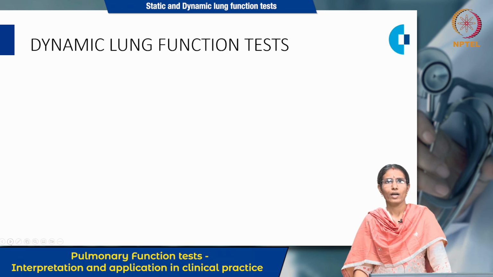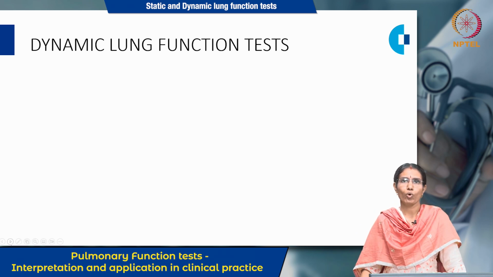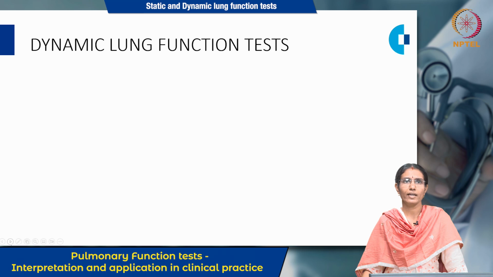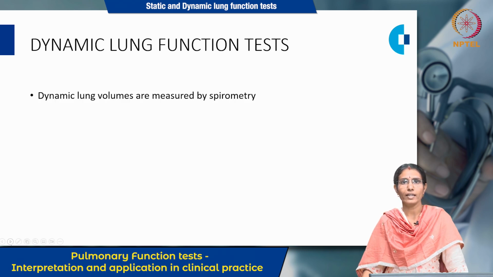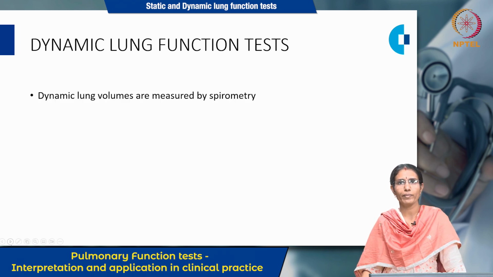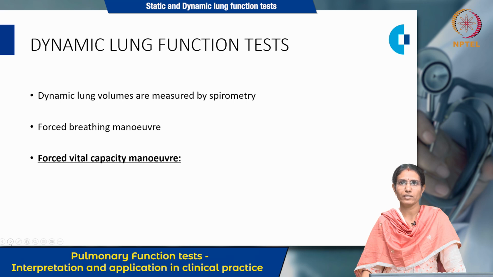Now, having seen the static lung volumes and the static lung function test, let's see the dynamic lung function test. What are dynamic lung function tests? We have already seen. Dynamic lung function tests measure air flow rather than air movement, that is, volume against time. That is measured using these dynamic lung function tests. And these dynamic lung function tests are also measured using spirometry. Using what maneuver? A forced breathing maneuver, which is called the forced vital capacity maneuver.